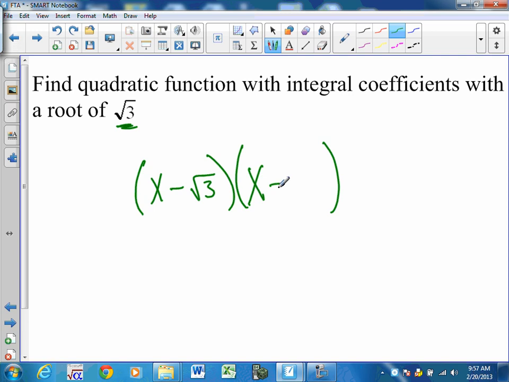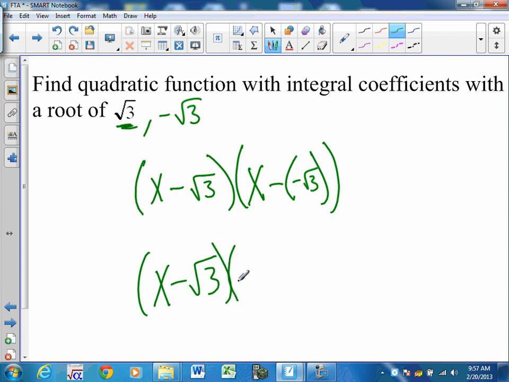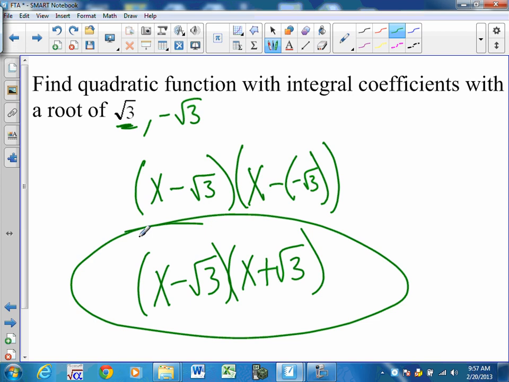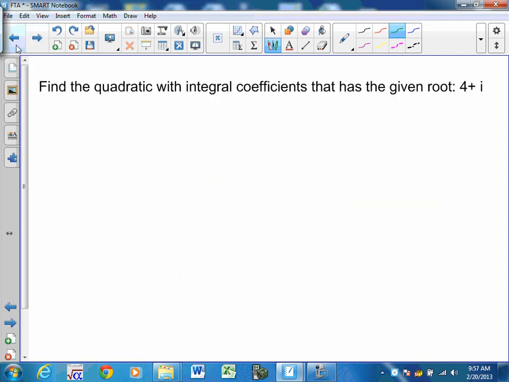Let's say we have a quadratic with integral coefficients with the root of 4 plus i. Well, if 4 plus i is a root, then so is 4 minus i a root. Now, if I write these factors, I get x minus (4 plus i), and I get x minus (4 minus i). So there would be my two factors. Once again, I can multiply it out if I wanted to, but we don't want to.